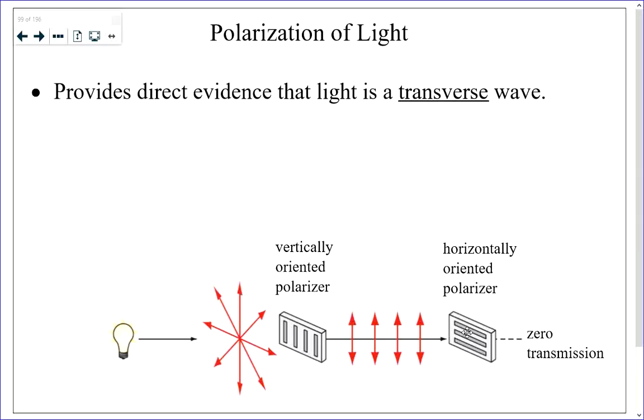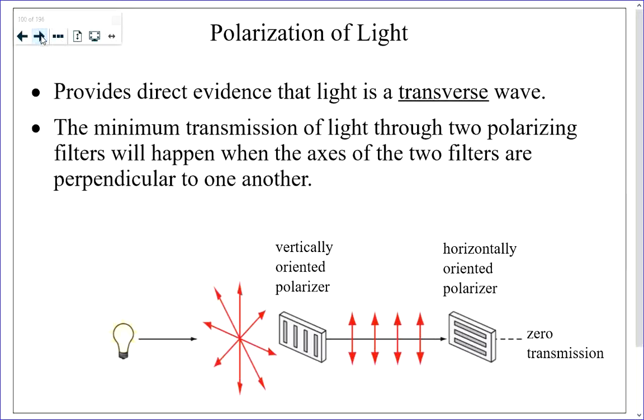If I end up passing that through now a horizontally oriented polarizer, then I will get zero transmission, because this second polarizer will knock out everything except for horizontally oscillating light. So it's going to knock out the vertical light. The minimum transmission of light, which means the minimum amount of light getting through, is always going to happen when these two filters are perpendicular to one another.